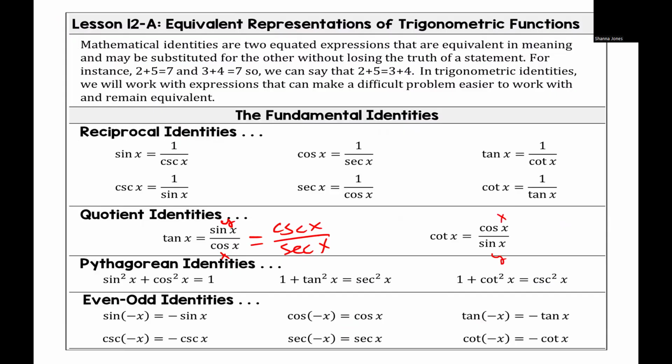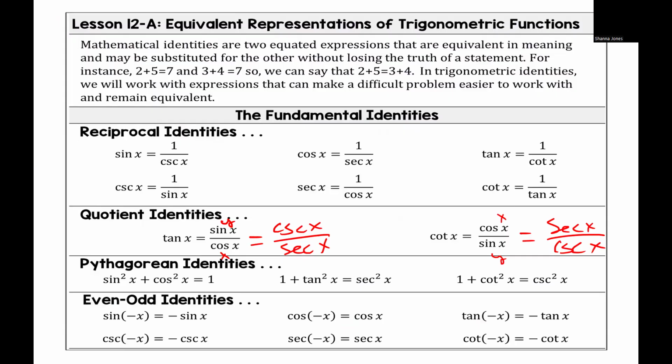In the same token, using the reciprocal identity, you can create another identity, which would be secant x over cosecant x, okay? All the identities are interchangeable because they're going to make equivalent statements, which is why this is called equivalent forms, okay? Equivalent representation, sorry.